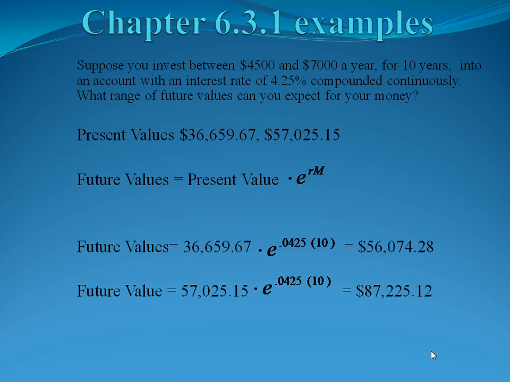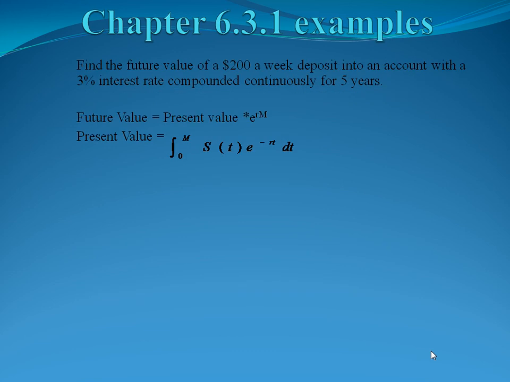$56,074.28 and $87,225.12. Let's look at another example. Find the future value of a $200 a week deposit into an account with a 3% interest rate compounded continuously for 5 years.